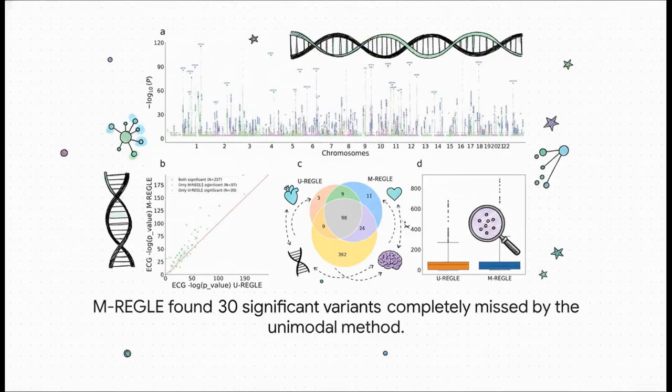Let's actually quantify this, because the numbers are pretty staggering. So MREGL confirmed 122 known genetic links, which is great, but it also found 20 totally new ones. And get this, it found 30 genetic markers that were completely invisible when scientists looked at each data stream on its own. That's not just a little better, that's a whole new level of discovery.